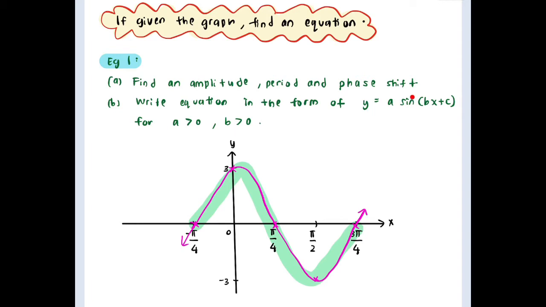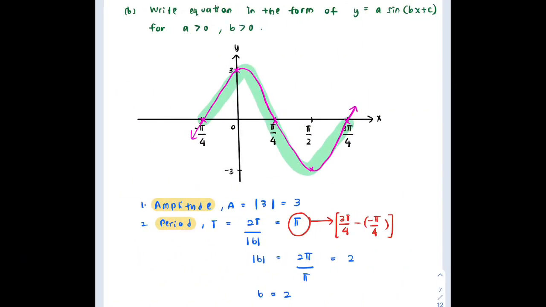The question says that they want it in terms of sine. So from here, let us highlight this part here because this symbolizes sine. From the graph, obviously you can see the amplitude because the highest is 3, lowest is minus 3. Therefore, the amplitude is 3.